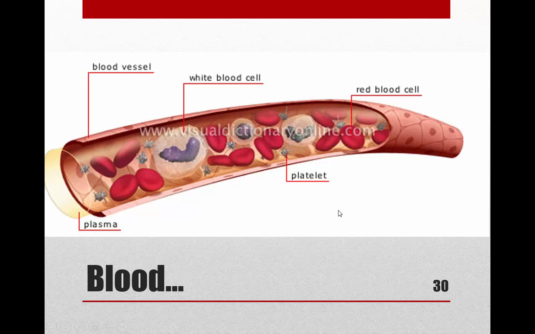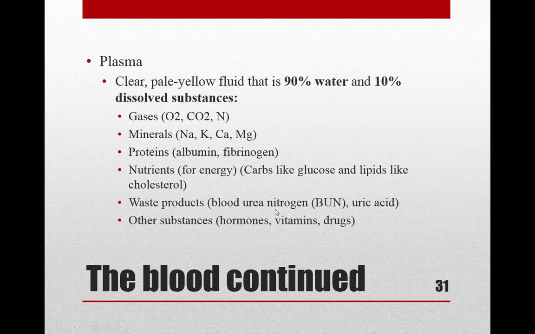Just a little picture showing all the different things that are in our blood. So plasma is 90% water, 10% other things. And those other things are gases, minerals, proteins, nutrients, waste, and hormones, vitamins, drugs, and other chemicals. Okay?